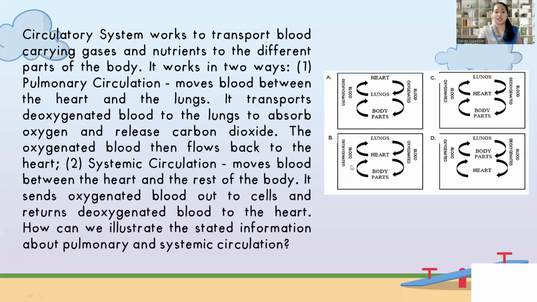The deoxygenated blood from the body parts is moved towards the heart, and from the heart, it is moved to the lungs. From the lungs, it goes back to the heart. The oxygenated blood goes back to the heart, and from the heart, it is now pushed out to the different parts of the body. So which one is correct? Is it option A or B? Okay, correct. That is option B, right?